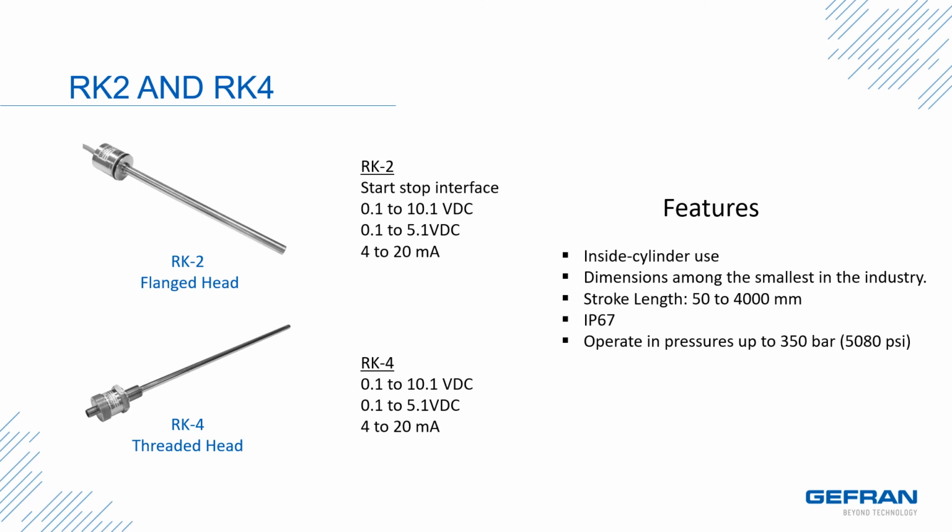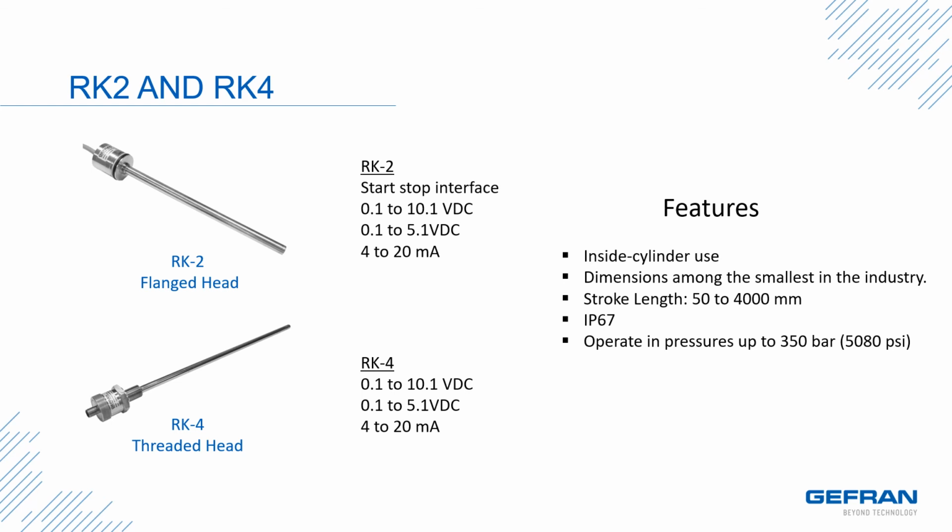The RK2 and RK4 are rod-shaped transducers that use magnetostrictive technology. The RK2 has a flanged head and is ideal for applications requiring installation completely inside the hydraulic cylinder. It has the option of a start-stop interface, which allows the use of multiple cursors, and an analog interface that gives the displacement of a single cursor.